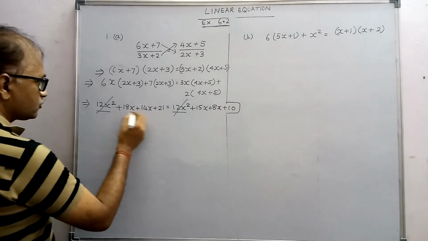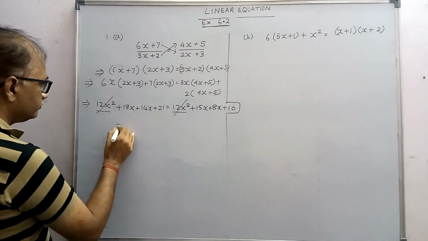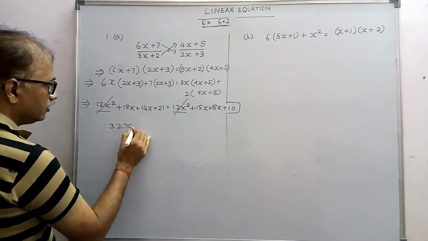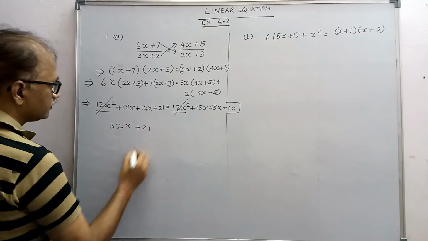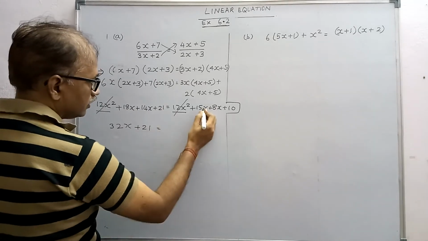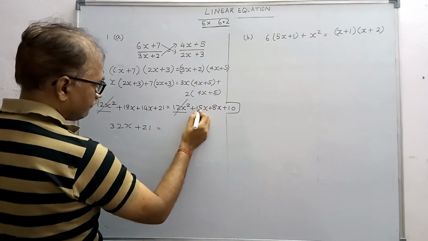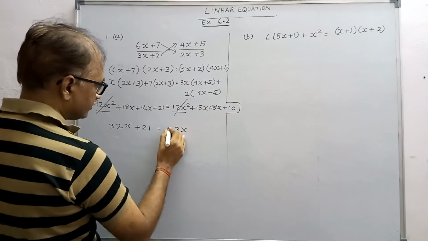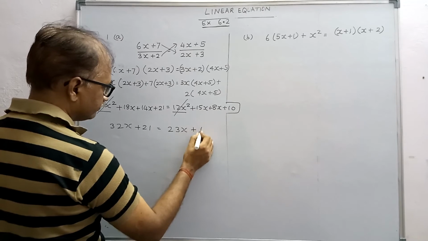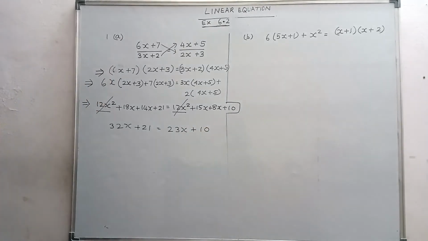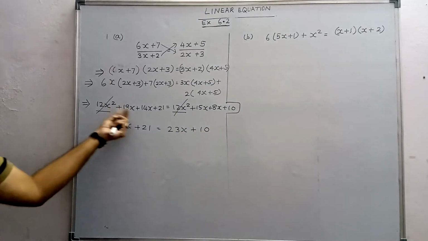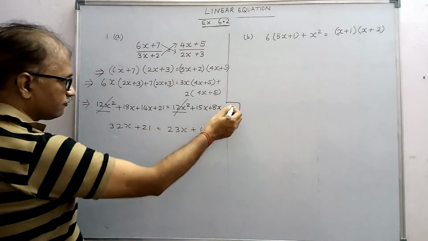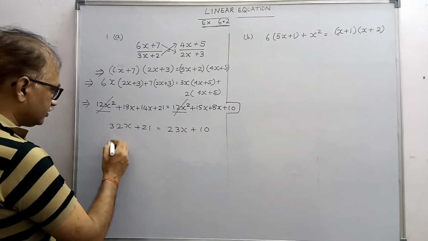Now 18 plus 14, 32x, plus 21 is equal to 15x plus 8x, that is 23x, plus 10. So 15 plus 8 is 23 and 18 plus 14 is 32. 21 as it is, 10 as it is. Now transpose this 23x that side.